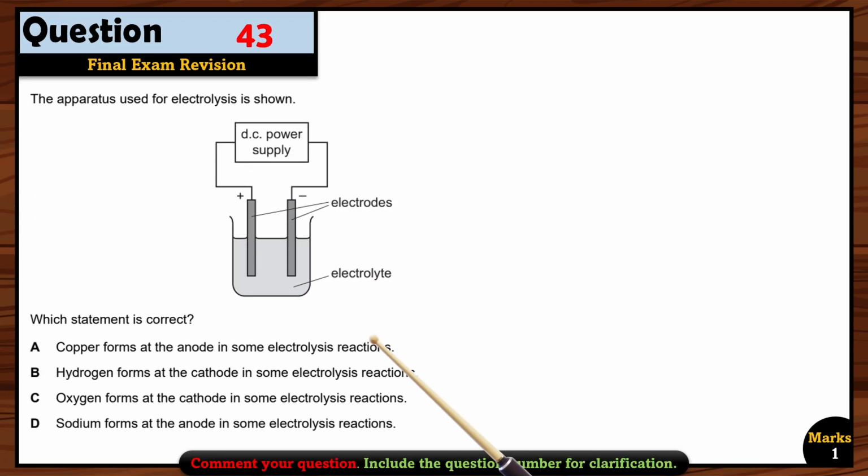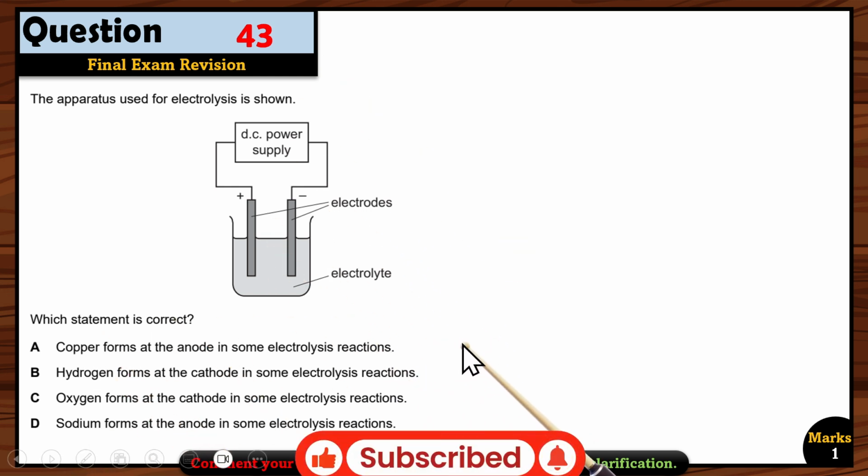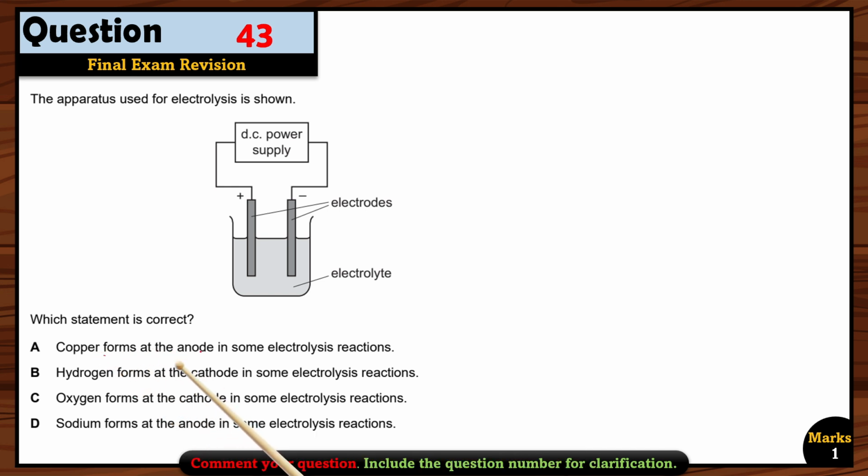Question 43. The apparatus used for the electrolysis is shown over here. Which statement is correct? Okay. Copper forms at the anode in some electrolysis reactions. Yes, copper is formed in some electrolysis reactions, but copper is positive, so it will be formed at the cathode. That's wrong.